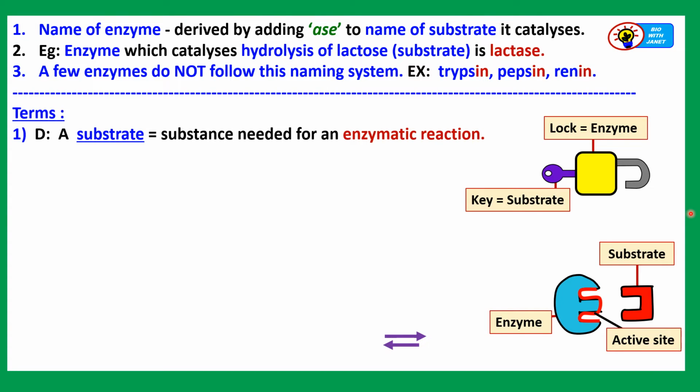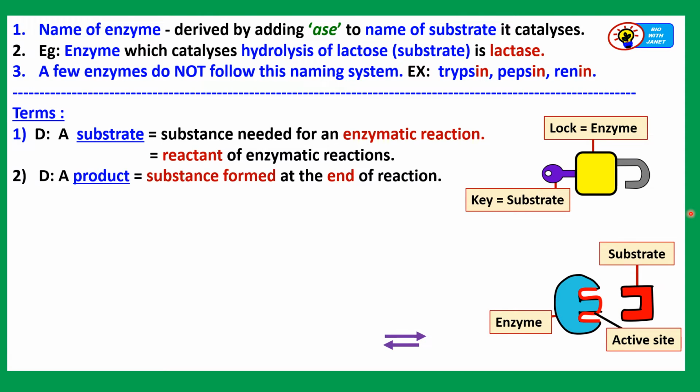Now, terms. A substrate is a substance needed for an enzymatic reaction. It is the reactant of the enzymatic reaction. Whereas a product is the substance produced at the end of the reaction. So it's on the right-hand side of the equation.